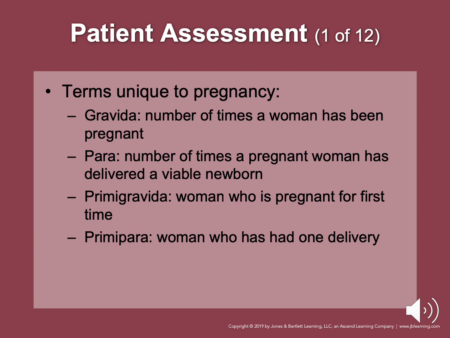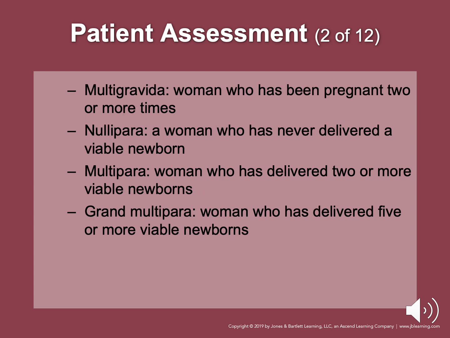Primigravida is a woman who is pregnant for the first time. Primipara is a woman who has only had one delivery. Multigravida is a woman who has been pregnant 2 or more times. Nullipara is a woman who has never delivered a viable newborn. Multipara is a woman who has delivered 2 or more viable newborns. And grand multipara is a woman who has delivered 5 or more viable newborns.